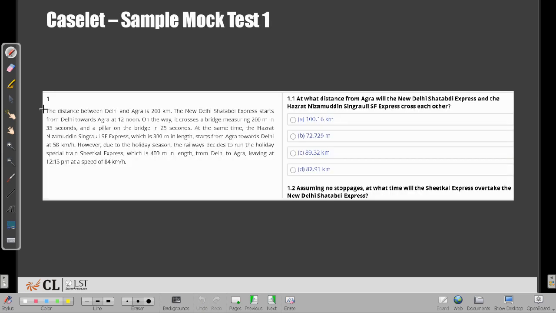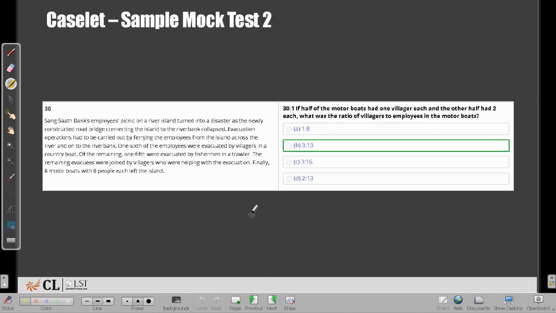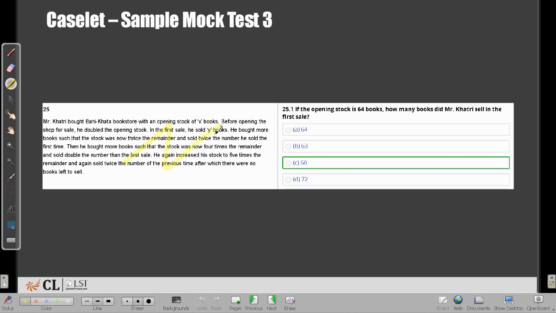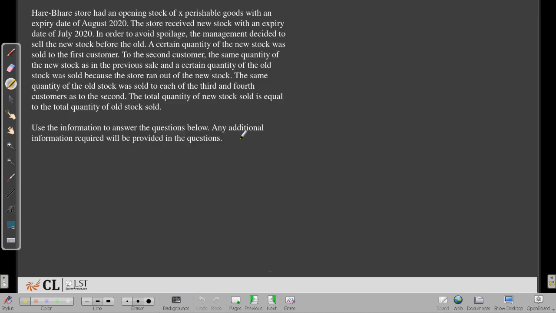Sample mock test number 1 had a question on time, speed, and distance, and we had some questions based on that. Sample mock test number 2 had a question based on linear algebra. Sample mock test number 3 also had a question on linear algebra, which also had opening stock and sales. And this particular caselet is very similar to that, opening stocks and sales.